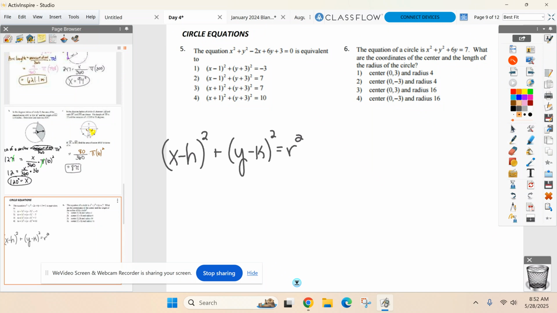Go back to your packet now and copy down the equation of a circle, but I want to make sure you know what each piece means in the back of your packet. So there's going to be a little bit more to write down in the back of your packet, please.